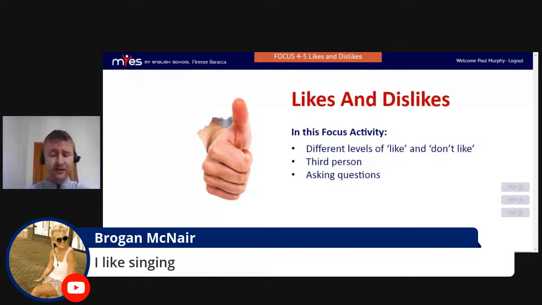Now, the construction of like, for example, I like is one example. You like. But the third person, he, she, it, like, what's the answer here, guys? He, she, it, what? That's a difficult one. The third person. I like, you like, he, she, it. Can you guys help me, Brogan? Any idea of the verb? We're missing one letter here.